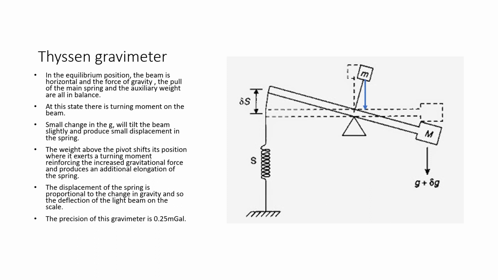So the auxiliary mass in the equilibrium position exerts no turning movement or no torque, but as soon as there are small changes in the value of gravity, there is displacement in the spring, and this displacement shifts the auxiliary mass to a new position where it exerts a turning movement on the beam, and so the displacement in the spring increases. So this is the principle of the Tyson gravimeter, a type of unstable gravimeter.